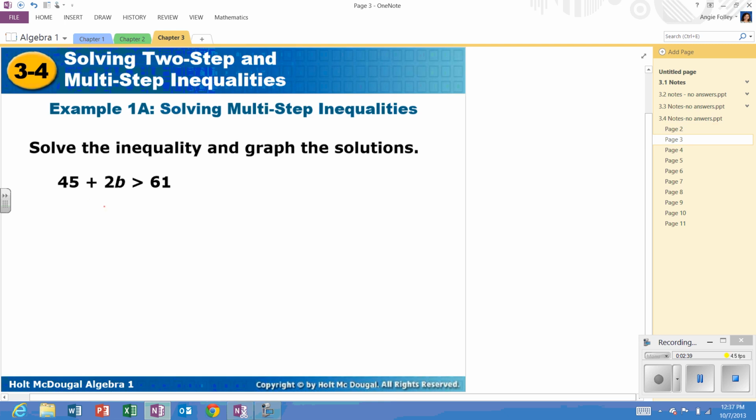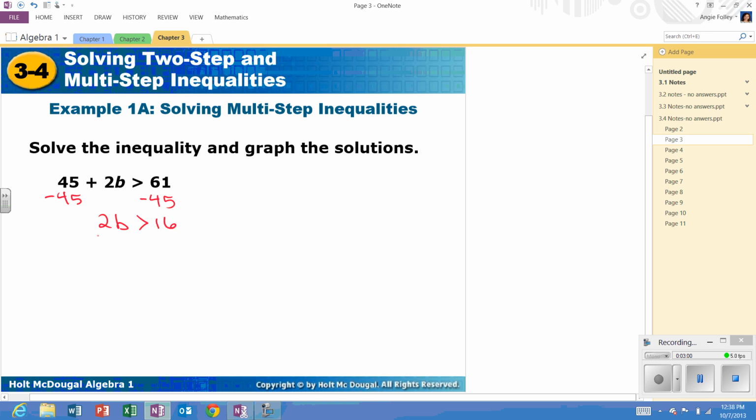All right, we've got 45 plus 2b is less than 61. Well, let's look at what's being done to the b. We have it multiplied by 2, and then we're adding 45. So the inverse operation of adding 45 is to subtract 45. So then we get 2b is less than 16.